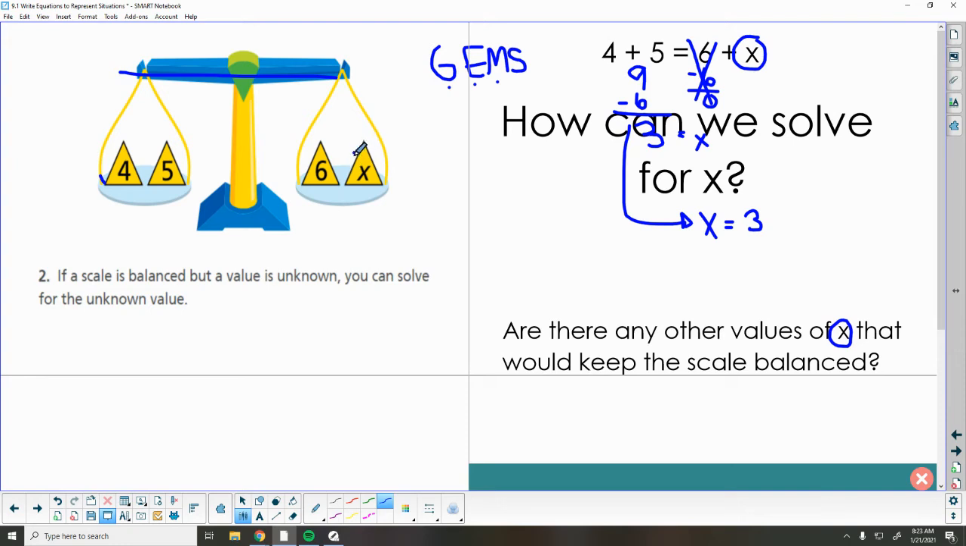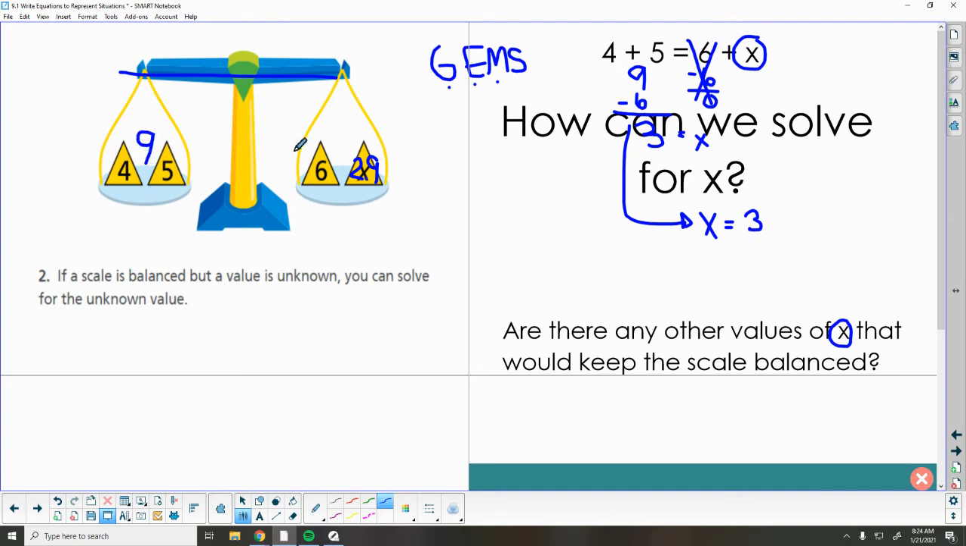So let's say I replace x with a 4. What happens? We know this side is 9, makes this side 10, so they would not be balanced. So going bigger doesn't help. What if we go smaller? Let's try replacing x with 2. So this side is still 9, but this side is 8. So now this side would be bigger and they are not balanced. So that doesn't work.